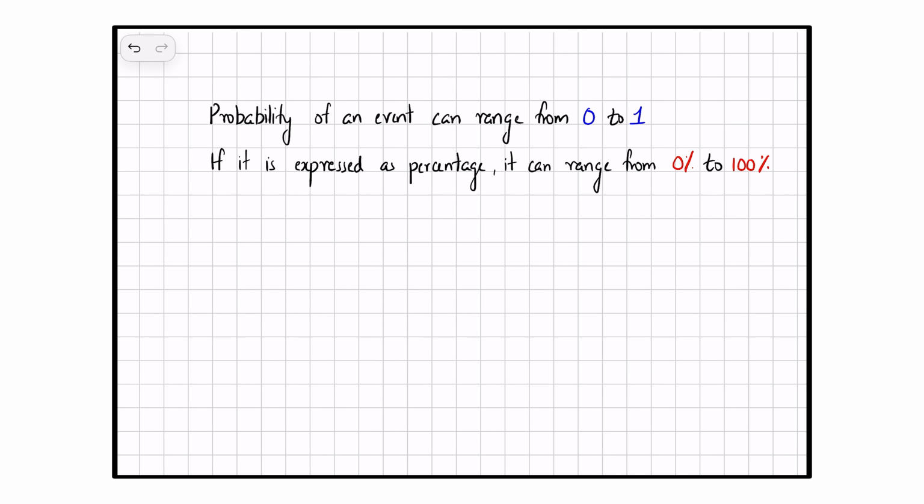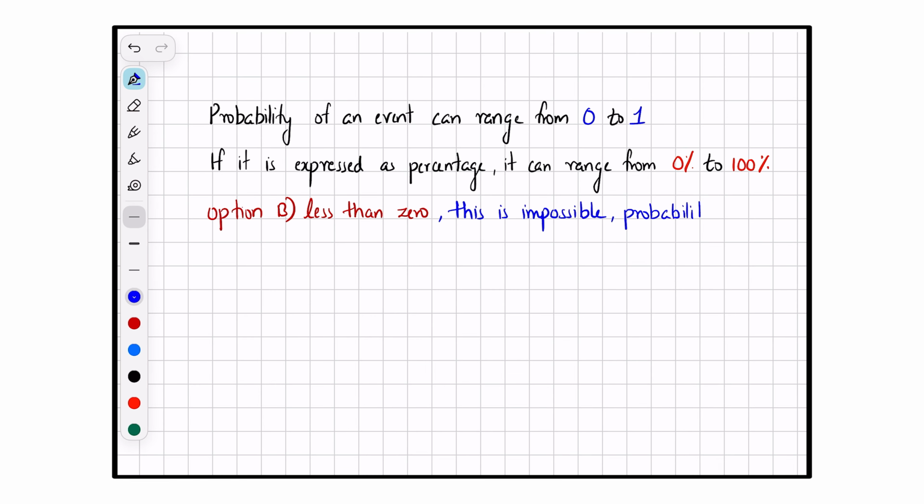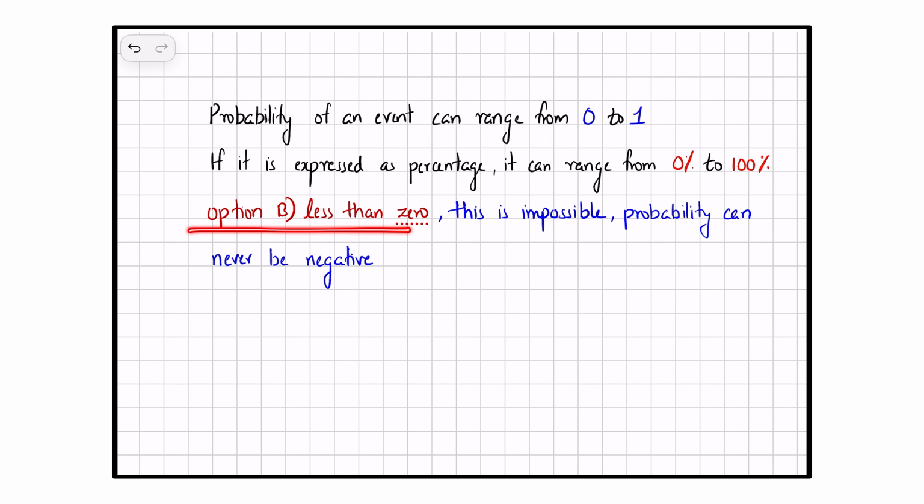Now we will go through the options. Option A is less than 100 and that is possible, right? Option B is less than 0 and that is not possible. Option C is greater than 1, that is possible. And option D is anything but a whole. It is also a possible value. Option B, less than 0, is the answer. Why? Because this is impossible. Why? Because probability can never be negative.